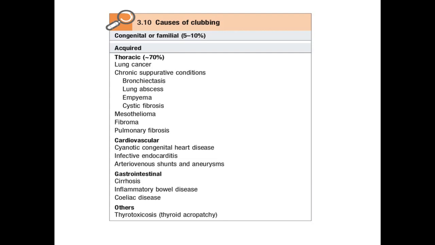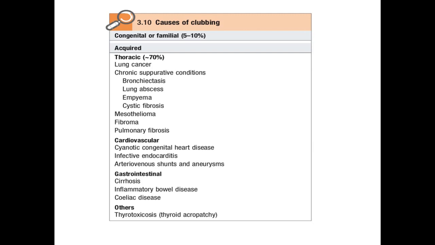70% account: lung cancer, suppurative lung disease, bronchiectasis, lung abscess, empyema, which is inflammation or presence of infected pleural effusion in the pleural cavity, cystic fibrosis. All of these fall under chronic suppurative lung disease. Mesothelioma, lung tumor, fibroma. Pulmonary fibrosis is also a common cause of finger clubbing.